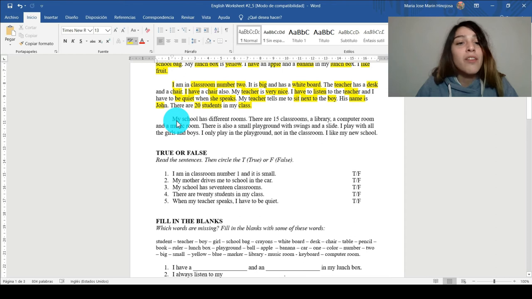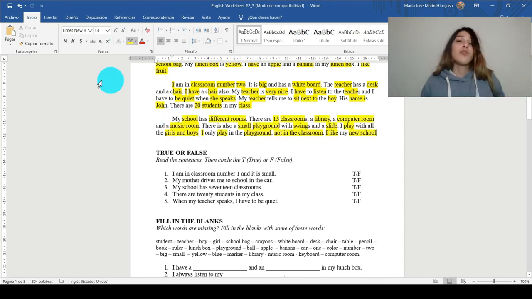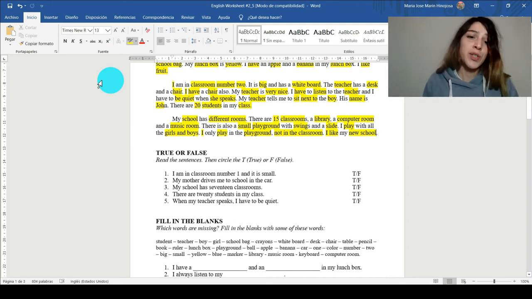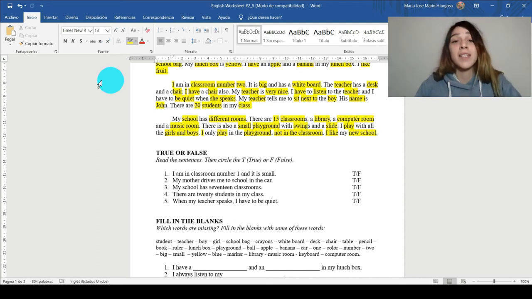Now, again, and for the last time, I highlight the words I really know. If we translate into Spanish these words, it says, colegio, diferentes salas, 15 salas, sala de computación, sala de música, pequeño patio, columpios, resbalín, juego, niñas y niños, yo, juego, patio, no en la sala. Me gusta mi nuevo colegio.